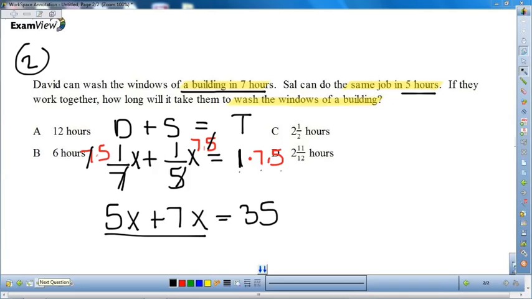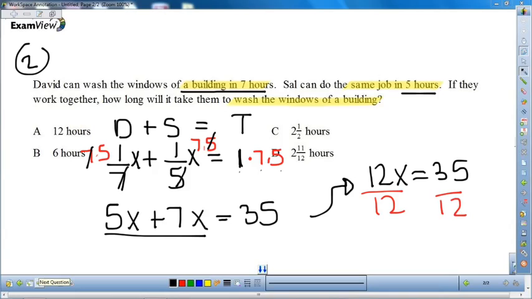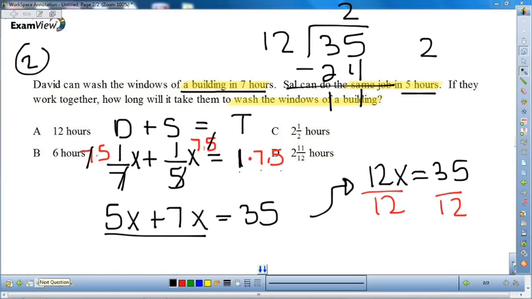So we're going to go ahead and add like terms. So we're going to have 12x equals 35. Divide by 12. So 35 divided by 12. 12 goes into 35 2 times, so that's going to be 24. Subtract, so I'm going to have 11.